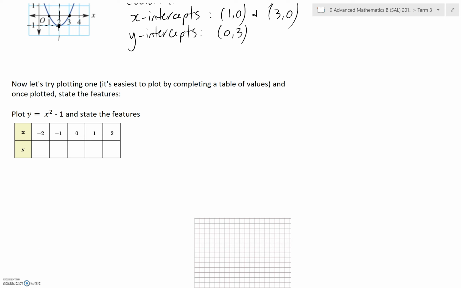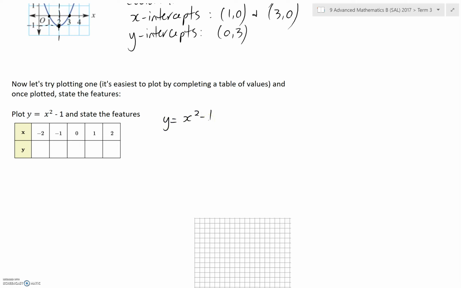Okay, so we've got an equation there, y equals x squared minus 1. We can tell it's going to give us a parabola by looking at the equation. We've got a squared term there. Now, we've got no x to the power of 1 term, but that doesn't matter. It's still going to give us a parabola for this equation because of that squared term. So that's how we can tell.